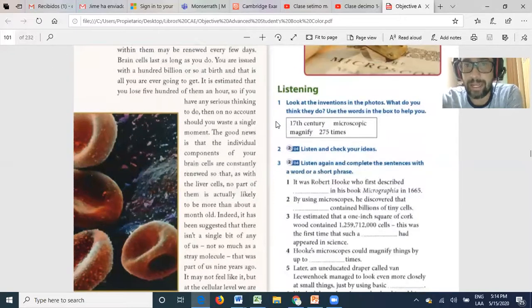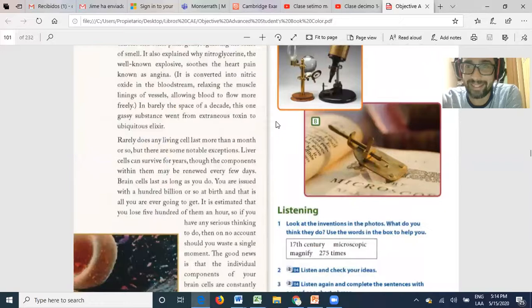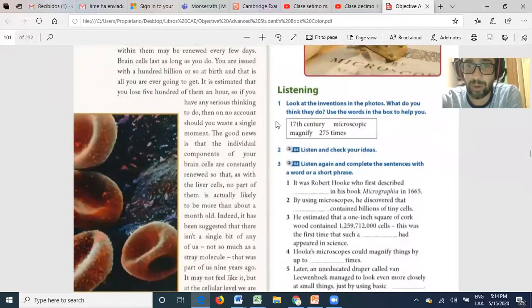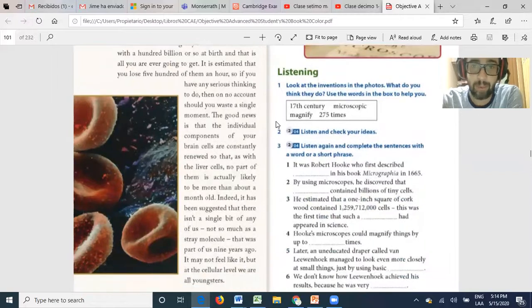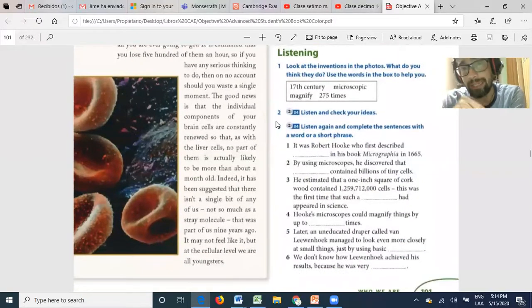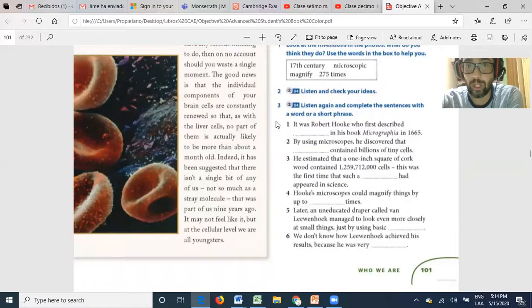Okay. So again, this is a little bit to practice for the speaking part 2, remember when we need to talk about 2 pictures and compare them, and also answer some questions. So that can help us a little bit to practice that speaking part. But over here, we're going to practice listening part 2. Remember where we have a text and we just need to listen and fill out the words. So, well, they recommend for you to hear it twice because it's listen and check your ideas, and then listen again and complete the sentences with a word or a short phrase.